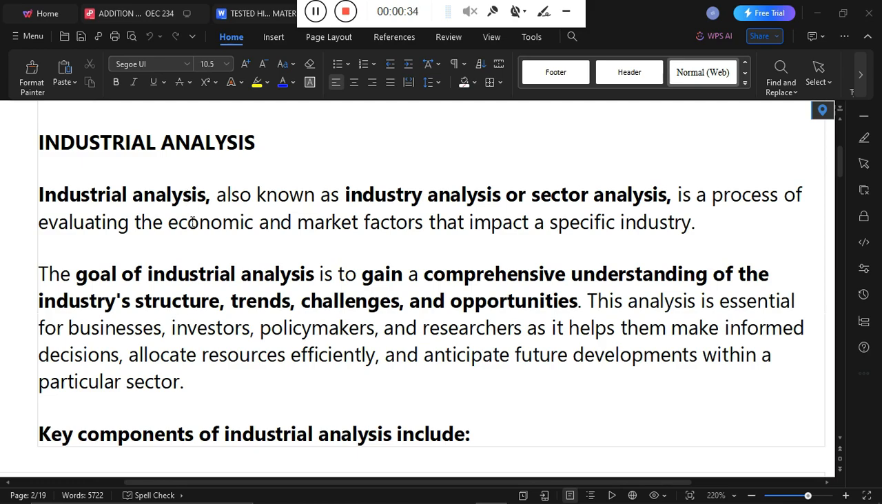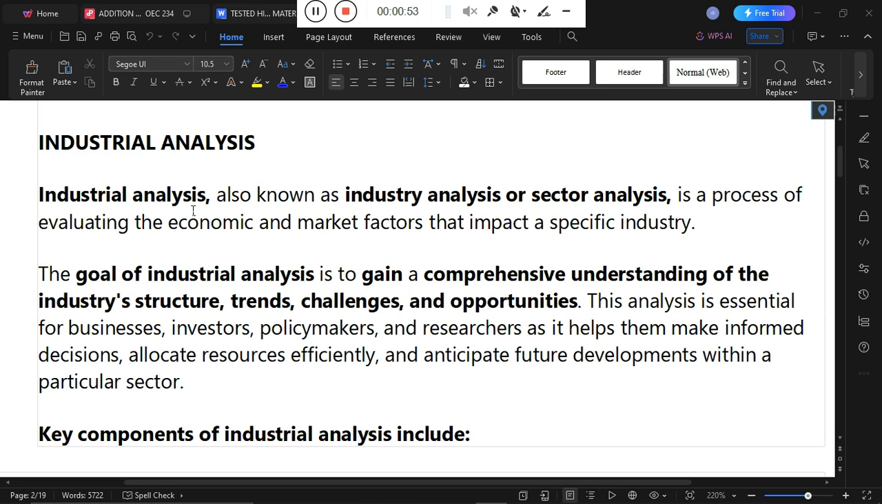So, we are going to talk about industrial analysis. Remember, in the previous session, we talked about the introductory part of industrial economics. So going forward, today we are going to stick to industrial analysis.